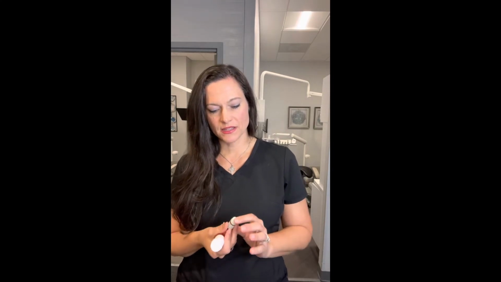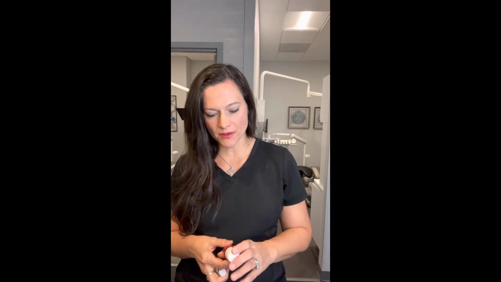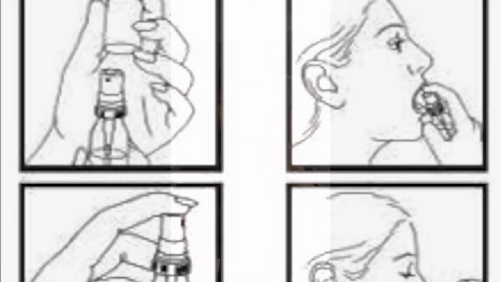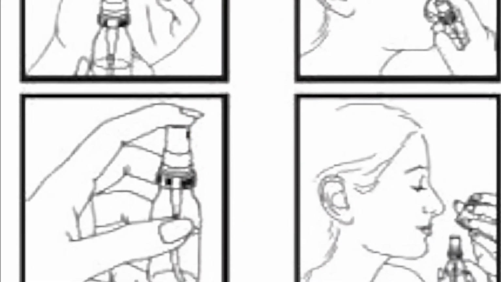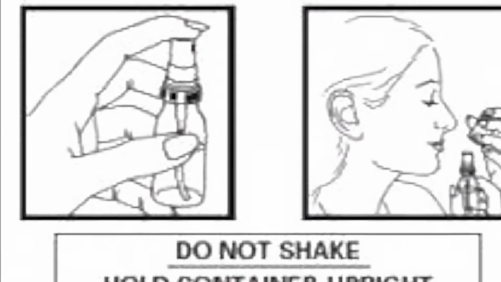Nitroglycerin can come in two different forms. We can have it as a tablet form, such as Nitrostat, or we can have it as a pump spray, such as this nitroglycerin lingual spray. Prime the bottle according to the instructions and do not shake the bottle.